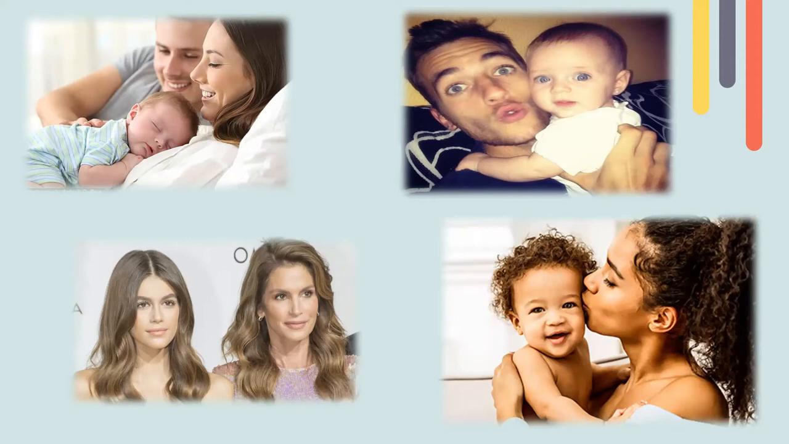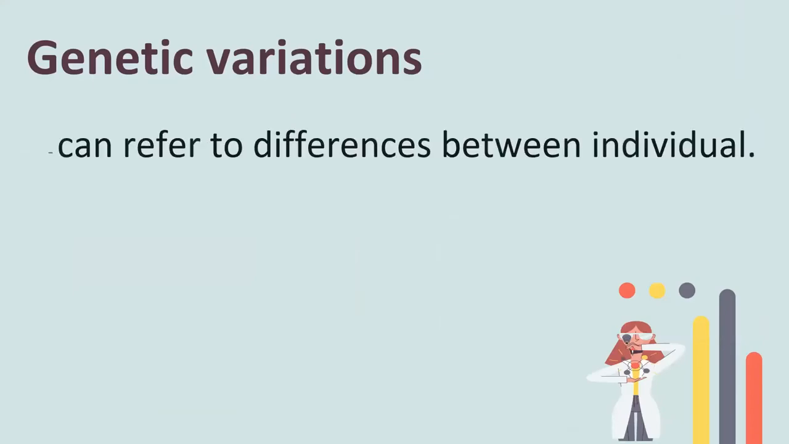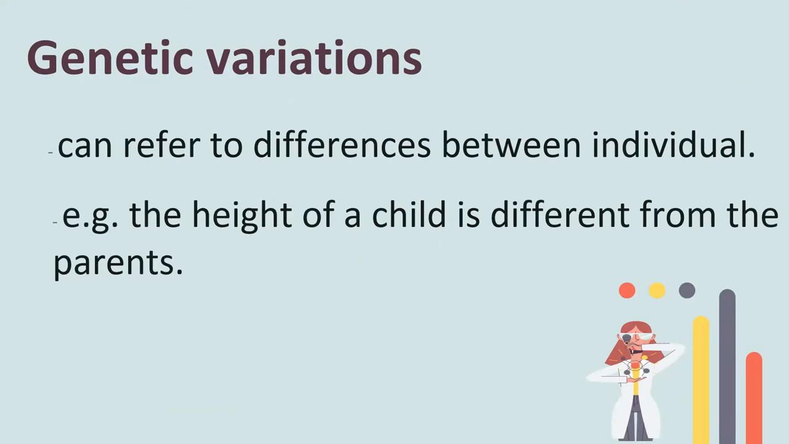People of the same family have similar traits, but they also have their own special traits that make them different from other people. These different traits are called genetic variations. So this refers to differences between individuals. One example of genetic variation is when the height of a child is different from the parents. Both parents can be tall, but their child can be short. This can be because of the lack of nutrition. This genetic variation can be passed on to the next offspring.